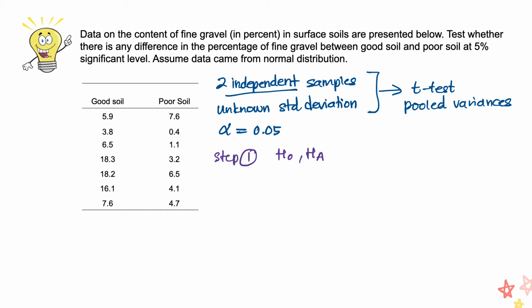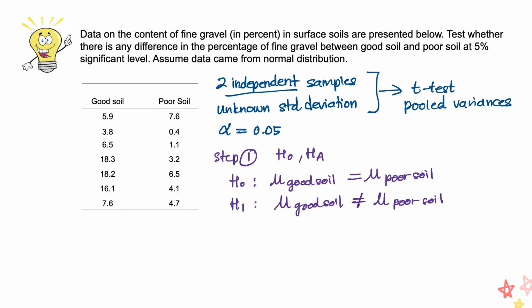So the first step is to set the null hypothesis and the alternative hypothesis. The null hypothesis says that there is no difference between the good soil and the poor soil. So we can say that the mu of the good soil is equal to the mu of the poor soil, whereas the alternative hypothesis can be written as the mu of the good soil is not equal to the mu of the poor soil. The second step is to set the significance level, that is alpha, which here is given as 0.05.